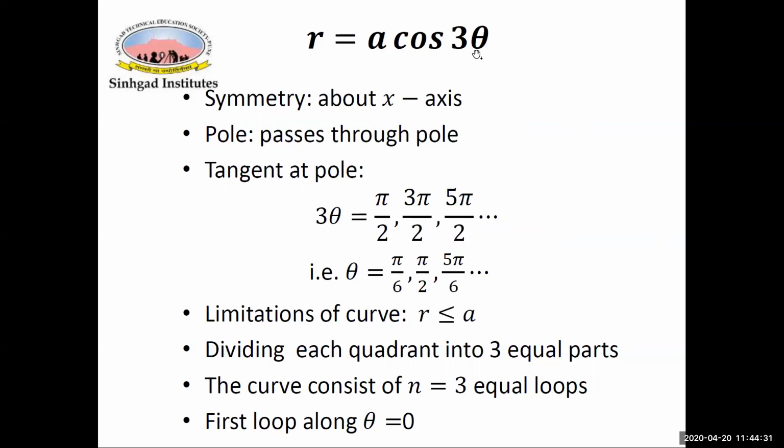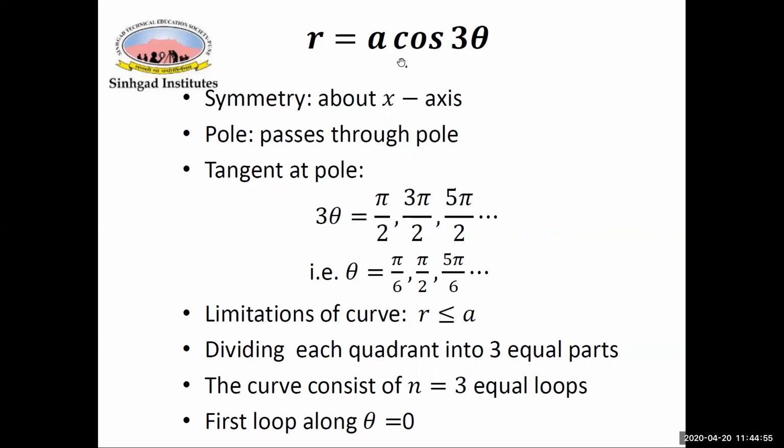R by minus r, theta by minus theta, the equation changes sign, so it is not symmetric about the y-axis. For theta equal to pi by 6, r will be 0, hence the curve passes through the pole. Put r equal to 0 to find the tangent at the pole. a cos 3 theta is equal to 0.